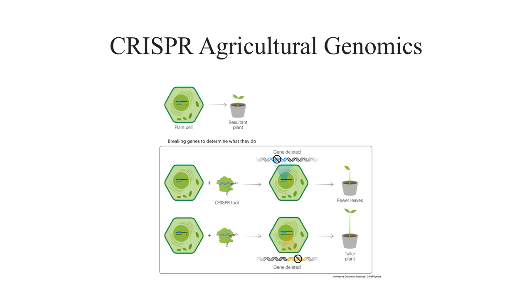Agricultural genomics. CRISPR is also being applied in agriculture to develop crops with improved traits such as drought resistance, increased yield, or enhanced nutritional content. Bioinformatics helps identify the genes responsible for these traits and evaluates the impact of genetic modifications.